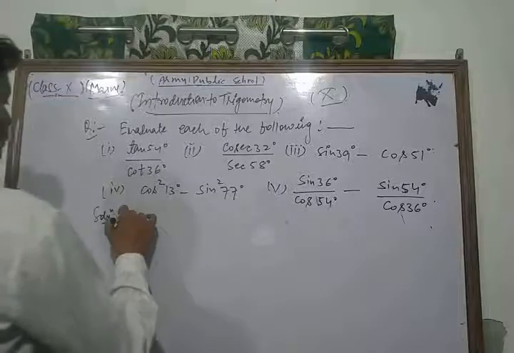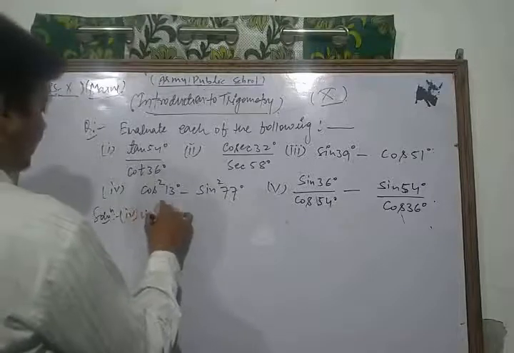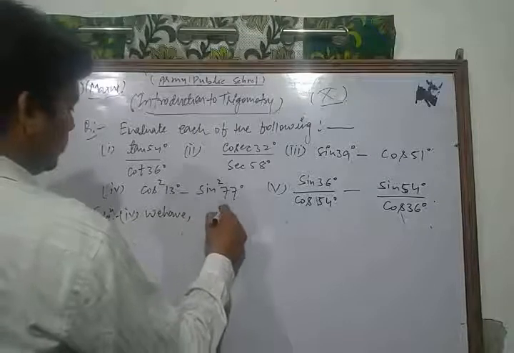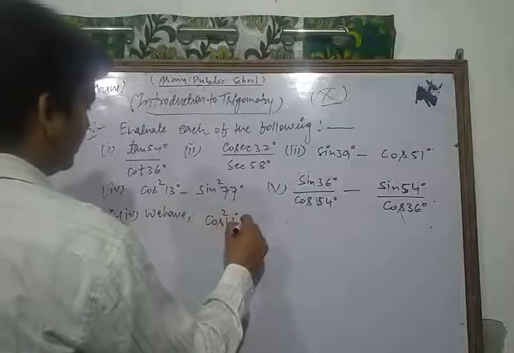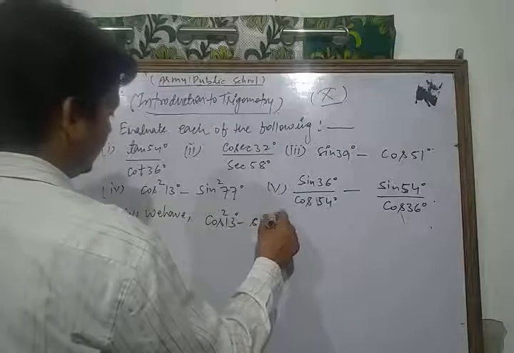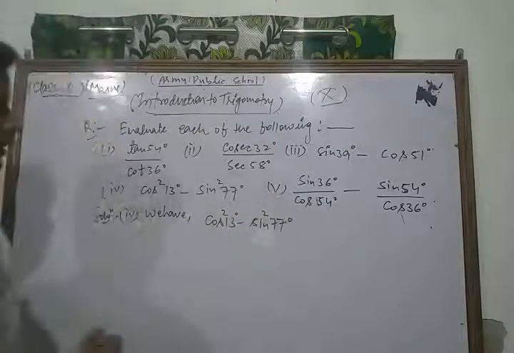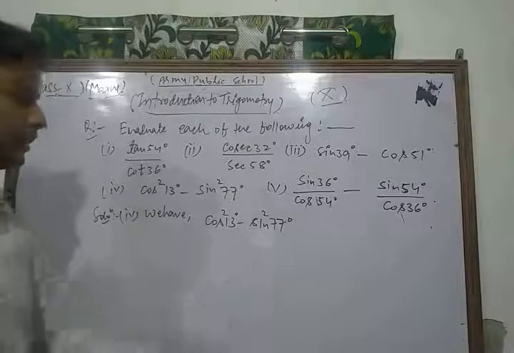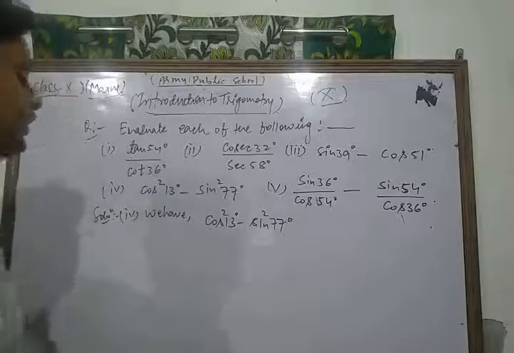So we take and solve the fourth part of this question, which is first of all we have cos square 13 degree minus sin square 77 degree. This is also the complementary angle. Let's see, 13 and 77, both are complementary to each other. Now we can convert one of them.